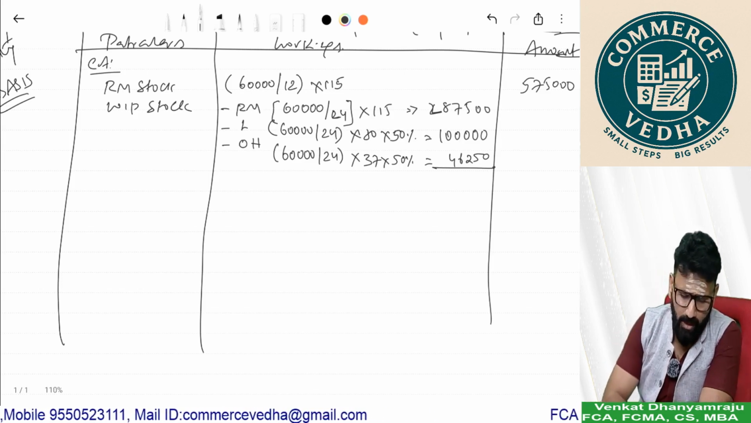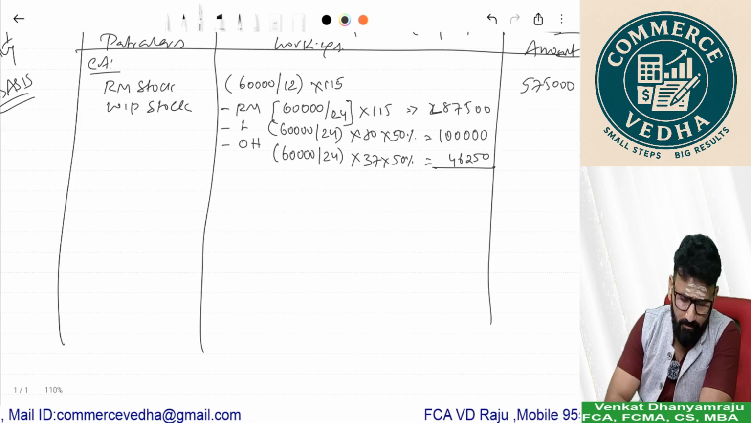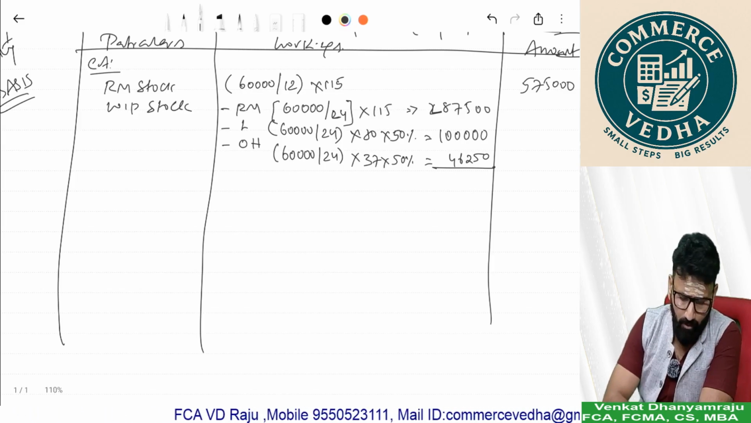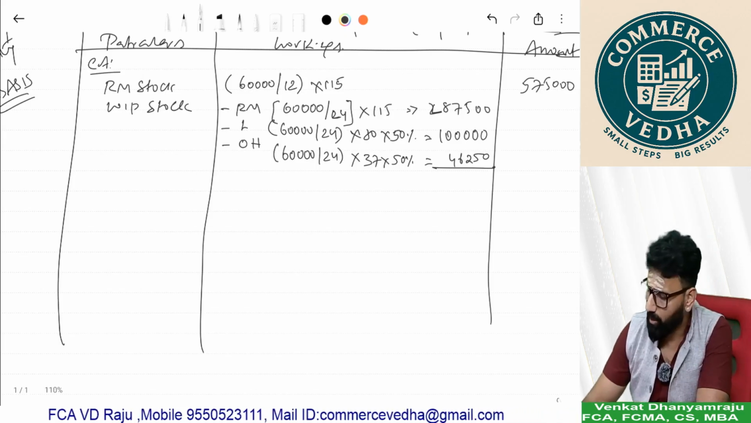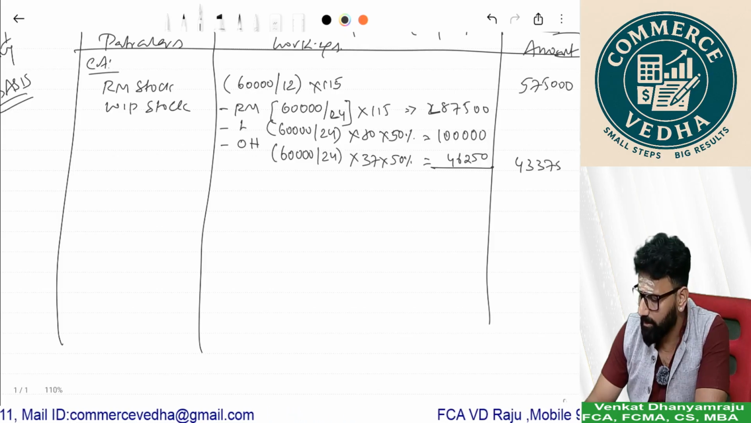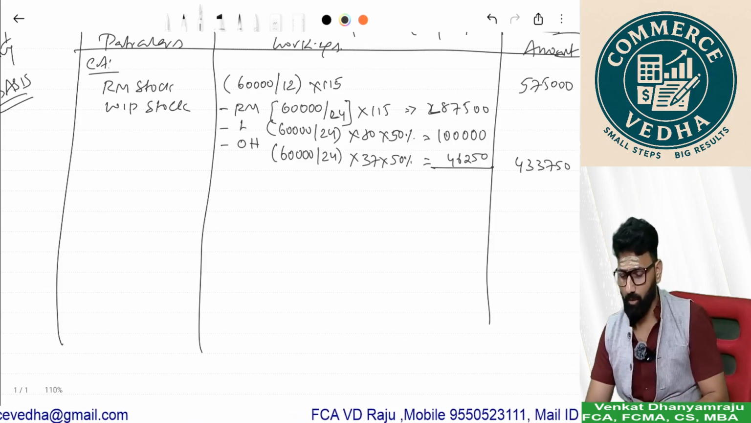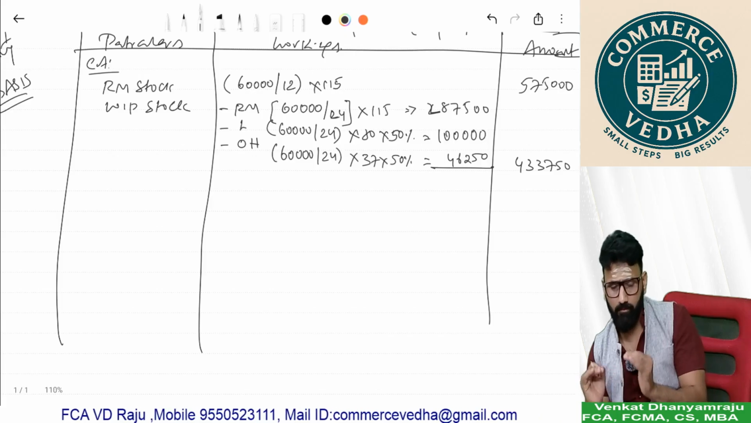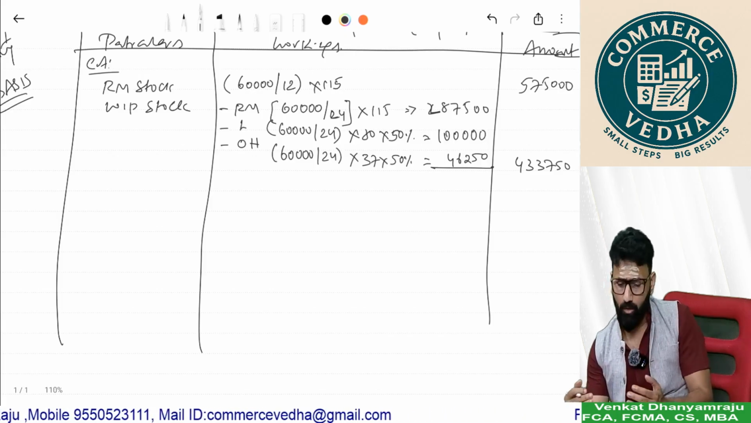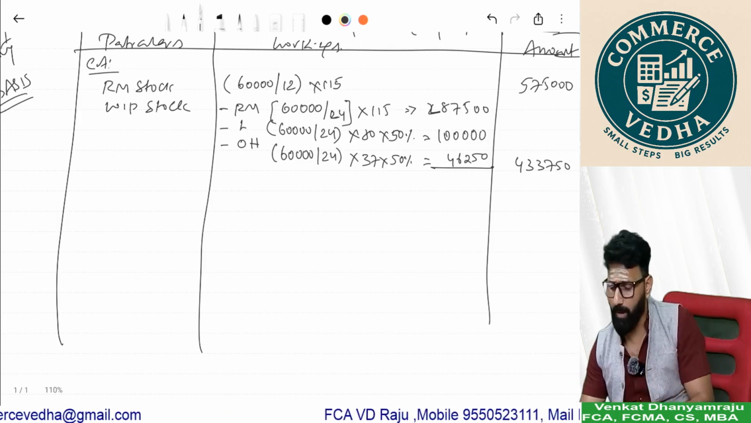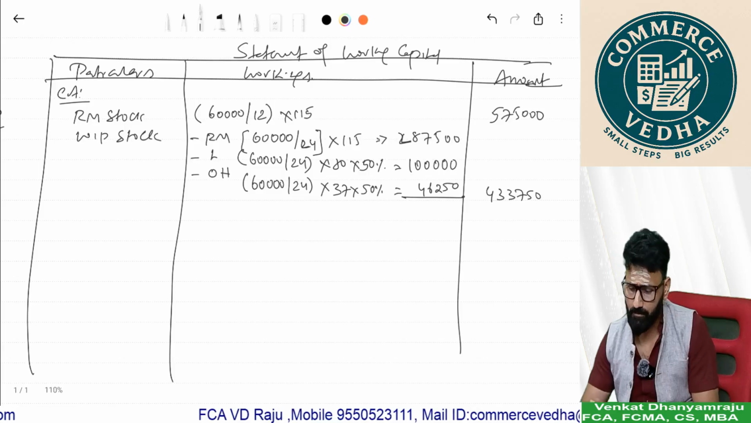So 2,87,500 plus 1 lakh plus 46,250. Your total work in progress is 4,33,750. So how do we compute this? I'm making the entire answer in one go so that you need not waste your time in the examination. Workings are integral part of your presentation.